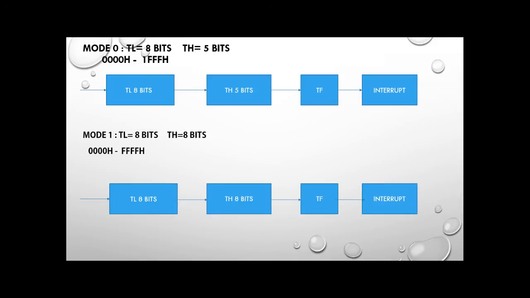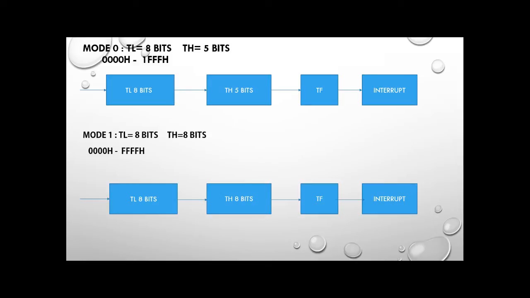Let's discuss the timer modes. The first one is mode 0, the 13-bit timer mode. In this mode, the 8 lower bits and 5 higher bits are used for counting. Its maximum counting value is 1FFFH. When the overflow condition occurs, the timer overflow flag is set and the interrupt is generated.